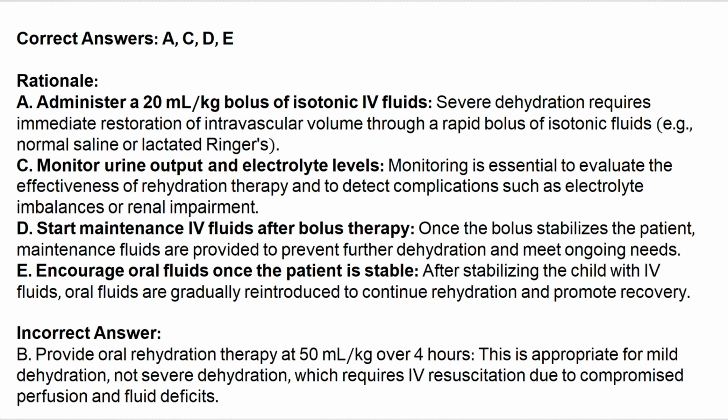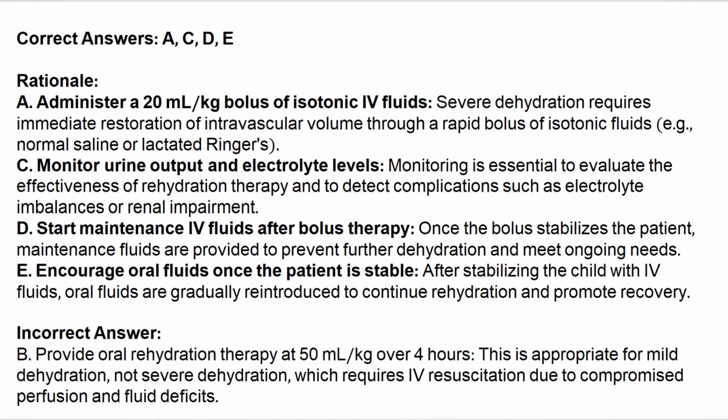Rationale. A. Administer a 20 milliliters per kilogram bolus of isotonic IV fluids. Severe dehydration requires immediate restoration of intravascular volume through a rapid bolus of isotonic fluids, e.g. normal saline or lactated Ringer's. C. Monitor urine output and electrolyte levels. Monitoring is essential to evaluate the effectiveness of rehydration therapy and to detect complications such as electrolyte imbalances or renal impairment.